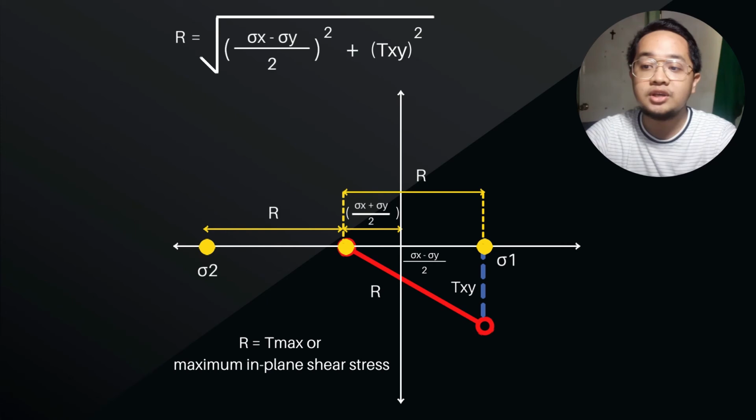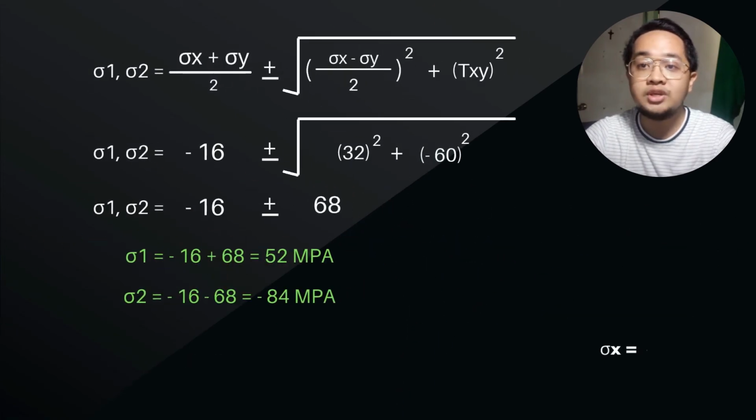We can calculate the radius r of a Mohr's circle through Pythagorean theorem. The length of the two sides of the right triangle is the normal stress x minus normal stress y all over 2 and the shearing stress txy. R is equal to the square root of normal stress x minus normal stress y all over 2 squared plus the shearing stress txy squared. Substituting the values, we get 68.